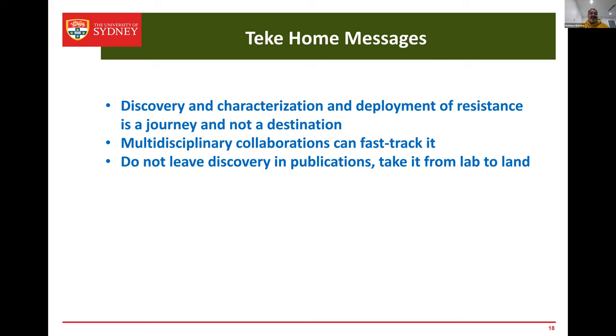And the other thing is that working together with other disciplines can fast track your discovery, it can make you think better. So it's always good to work collaboratively with people from different disciplines, rather than doing it just on your own. If you are a geneticist, work with a pathologist, molecular geneticist, breeder. Don't try to do all those things yourself. And more importantly, don't leave your discovery in publications. Take it from lab to the land. So these are the three points which I always emphasize to my collaborators, to my students, and I practice it.